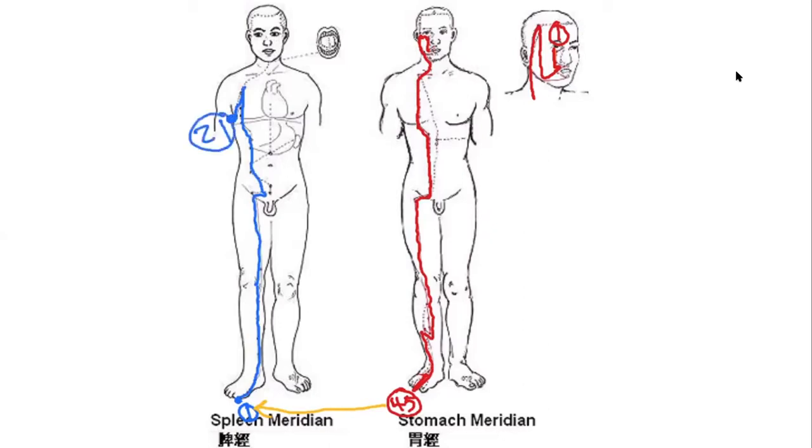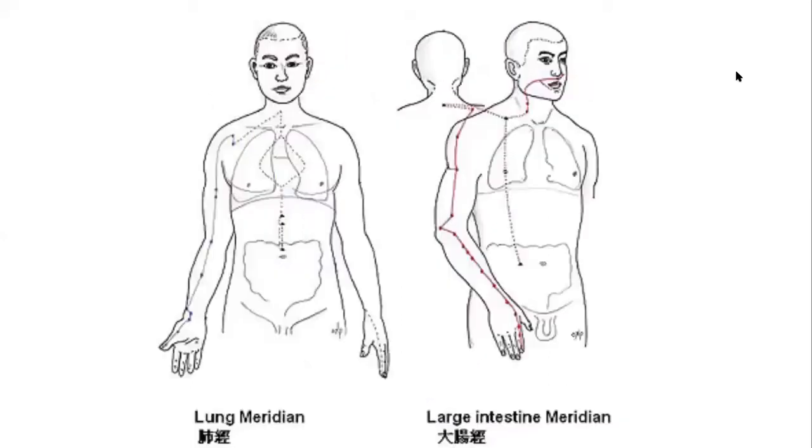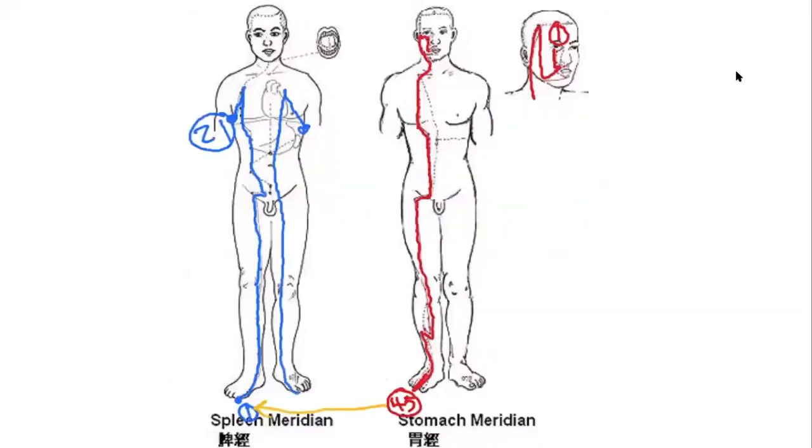Question: it's only on the one side that we're seeing, it's not mirrored on the other side? This is mirrored, yes. The spleen channel is actually like this. Yes, thank you. The large intestine is the only channel that starts this way and ends on the other side. It crosses the midline, goes like this. But other than that, they are symmetrical. Okay, so that's the stomach.